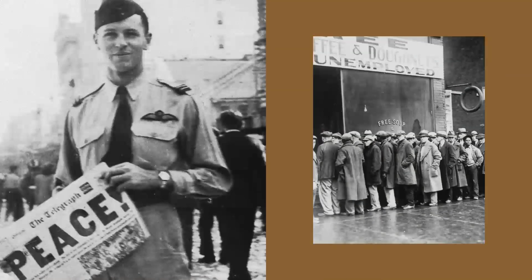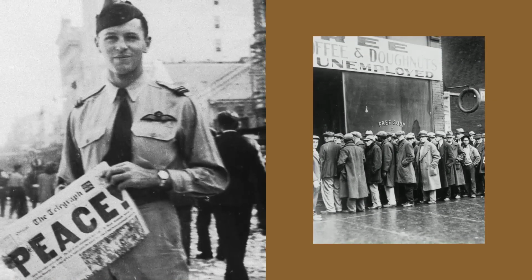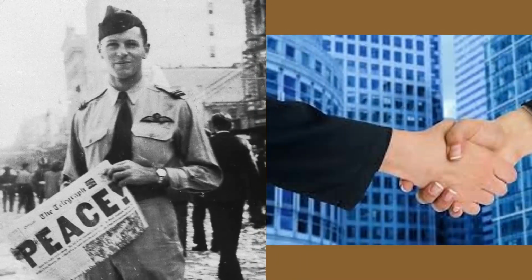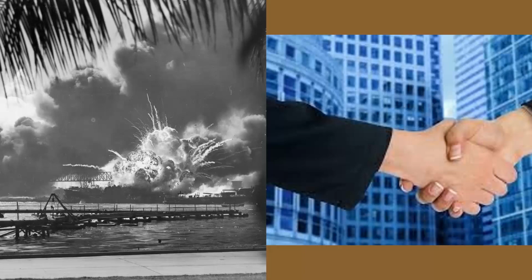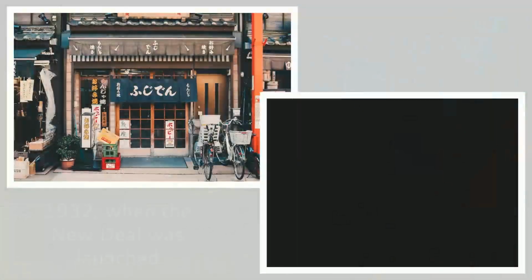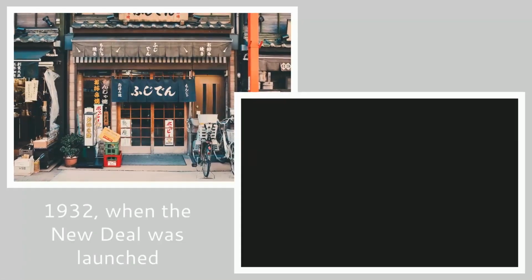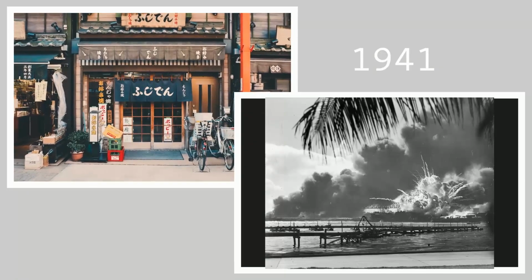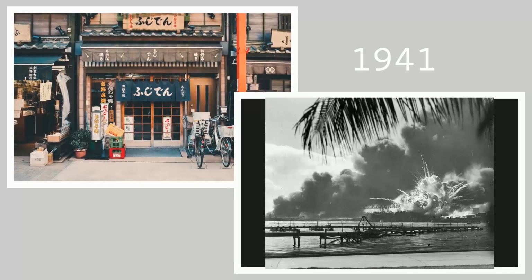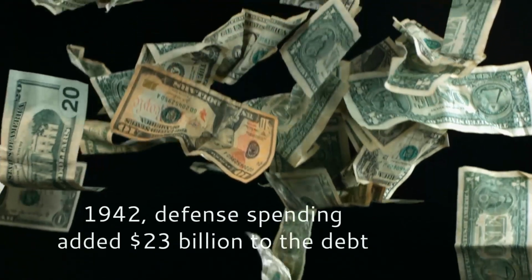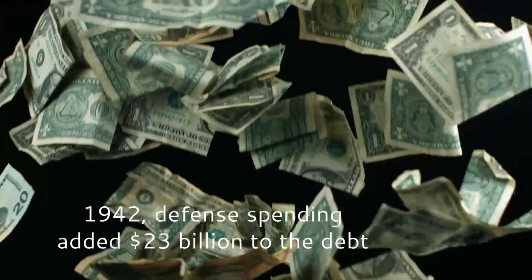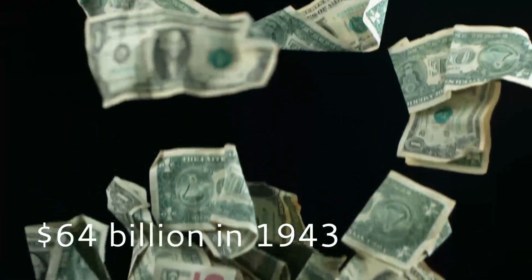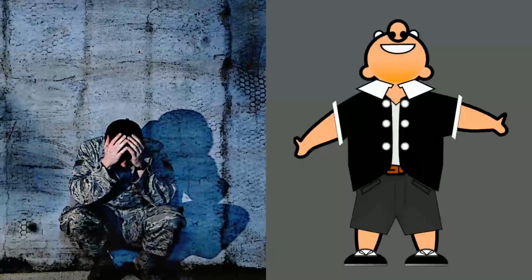Many argue that World War II, not the New Deal, ended the Depression. However, if FDR had spent as much on the New Deal as he did during the World War, it would have ended the Depression. From 1932, when the New Deal was launched, to 1941, when Japan attacked Pearl Harbor, spending only increased the debt by $3 billion. In 1942, defense spending added $23 billion to the debt and $64 billion in 1943. If that much had been spent on the New Deal, it would have been enough to end the Depression.